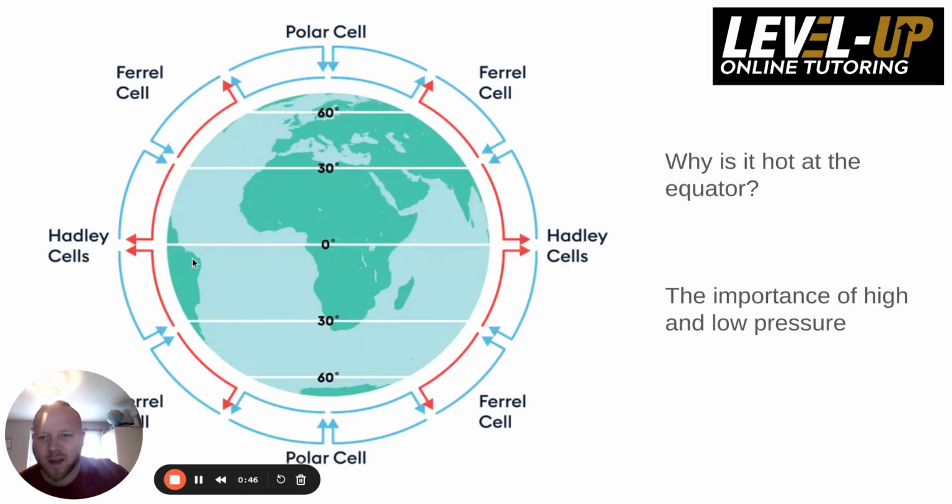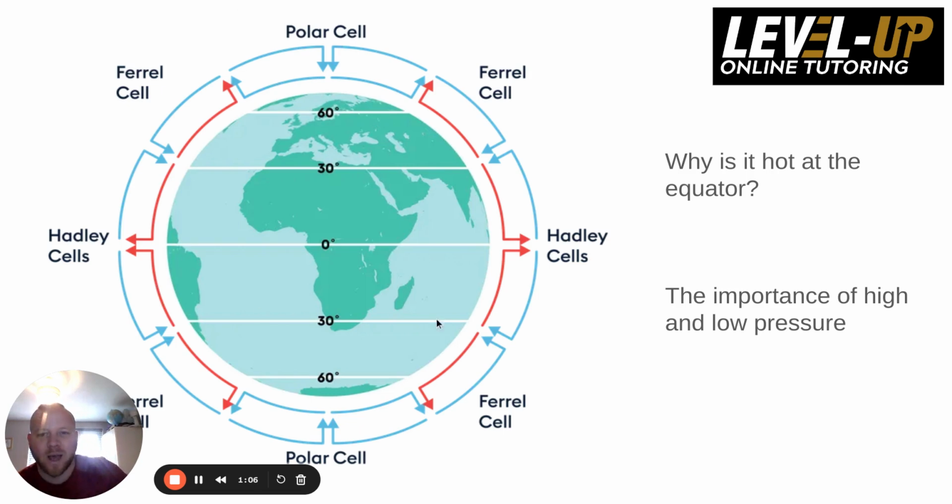Okay, I want to start at the equator. The equator is the hottest place on Earth, and that's because the sun's insolation, or sun's energy, is most concentrated. The equator is not closer to the sun. We can't write that in our exams. It's because the sun's energy is more concentrated.